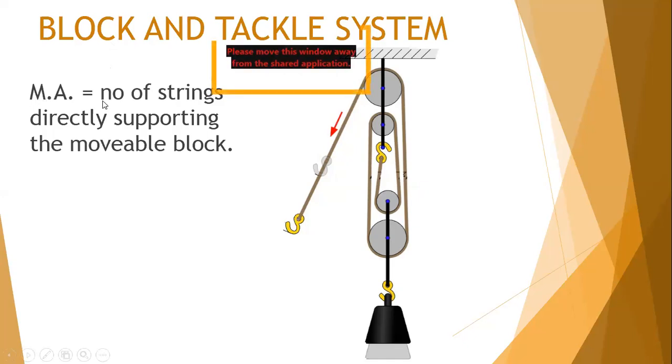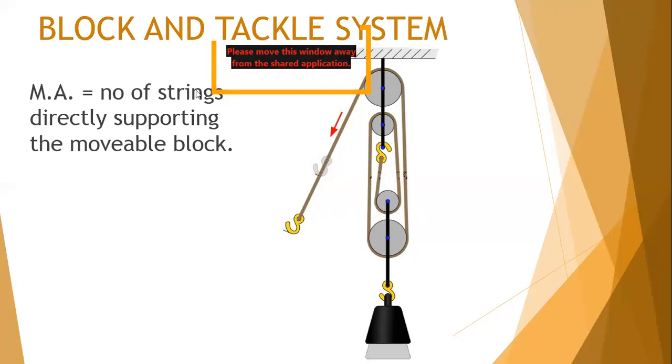Just find out the number of strings directly supporting the movable block. So the MA of the block and tackle system is equal to the number of strings directly supporting the movable block. This is my movable block. The upper one is a fixed block. Now, the MA is equal to the number of strings directly supporting the movable block.